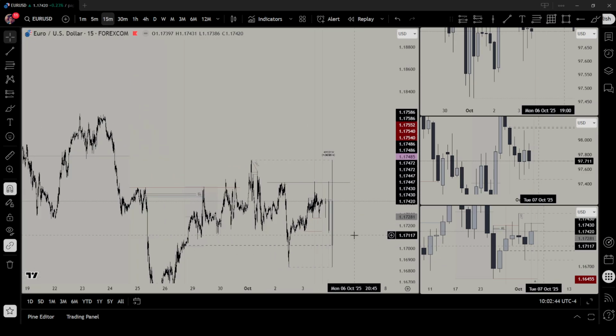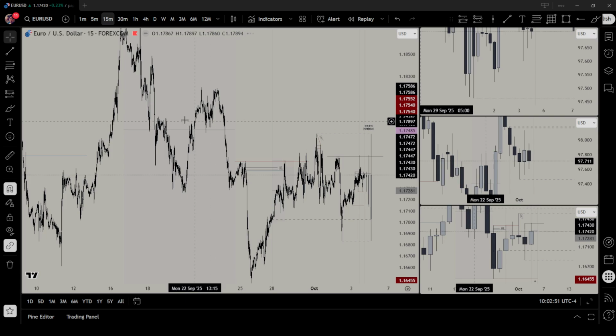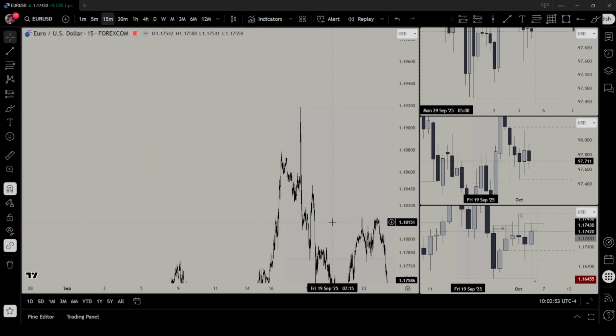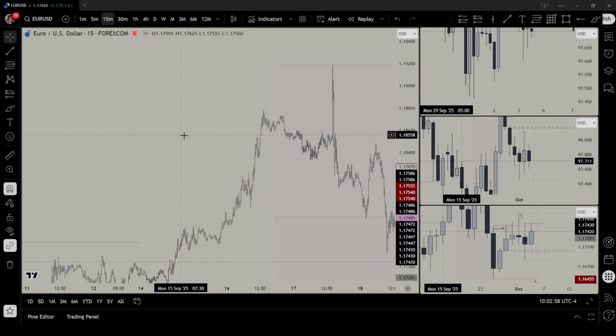Now, let me show you guys more examples of another way. Now, let me show you guys a higher timeframe example. Before I do that, let me show you guys a bit more examples. You guys thought I was going to do the same thing again? Nah. Did I get you guys? Yep, I got you guys.